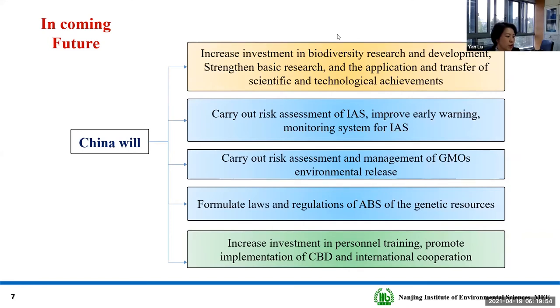For the look into the future, China will increase its investment in research and development in the field of biodiversity, promoting research and achievement in the field, and also continue to strengthen the transfer and transformation of basic research. And also we carried out risk assessment of invasive alien species and GMOs, and also formulate rules and regulations of ABS, of the genetic resources. Also, we continue to increase investment in personnel training, promoting implementation under the CBD and other international cooperation.